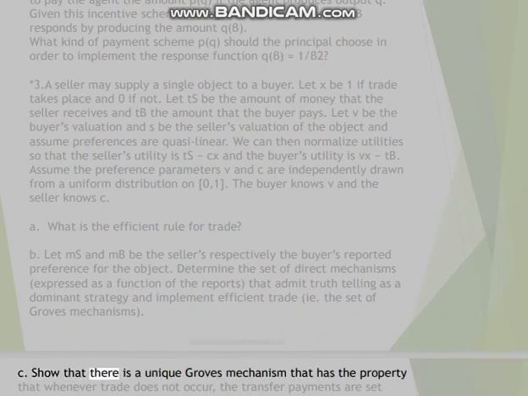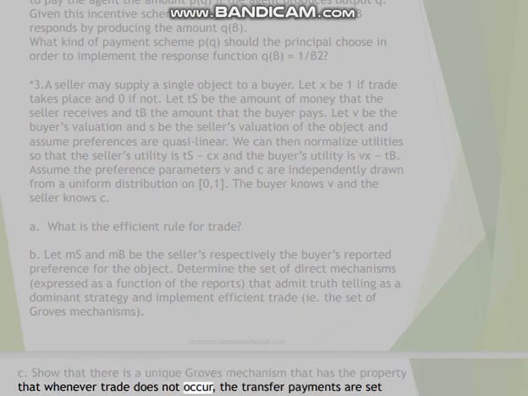C. Show that there is a unique Groves mechanism that has the property that whenever trade does not occur, the transfer payments are set equal to 0, TB = TS = 0. Is this mechanism feasible? D. Show that there is no Groves mechanism for which the budget breaks even for all reported preferences.